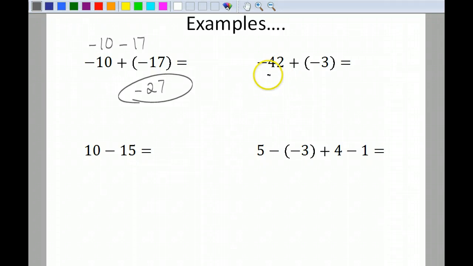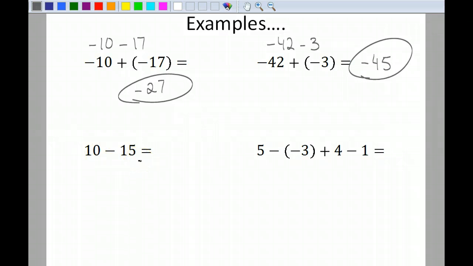Now I have negative 42 plus negative 3. Once again, I could write this as negative 42 minus 3. My signs are the same, so I'm going to add and keep the sign of both. So that gives me a negative 45.